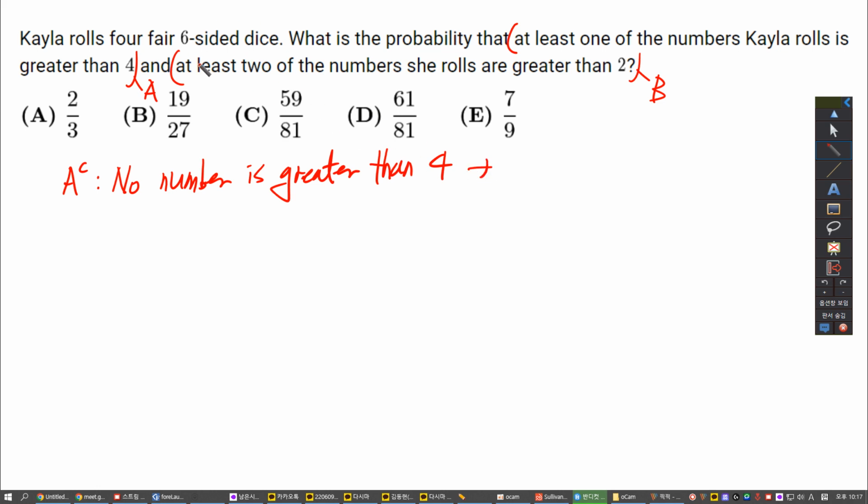So the number of cases for this is, because he rolled 4 times, 4 to the fourth power. All dice are made of 1 through 4. And for B's complement, which means at least two, that means no number or one number is greater than two.